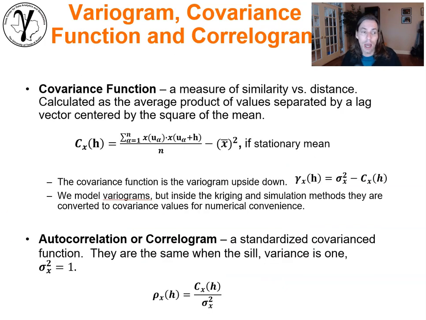Just for definition now, the covariance function has a different equation. It is equal to the average of the product of the values separated by that lag vector h, and you subtract out the stationary mean squared. Now, of course, the covariance function assumes you have stationarity. And so that's one thing. Stationarity of the mean is essential for that calculation.